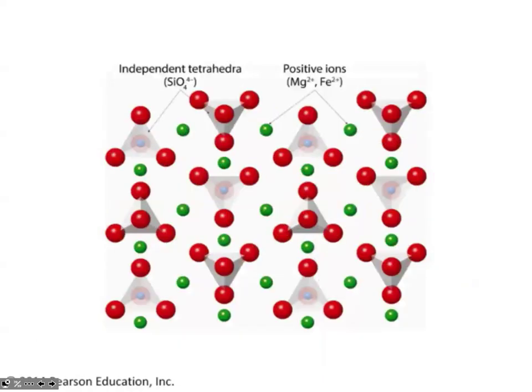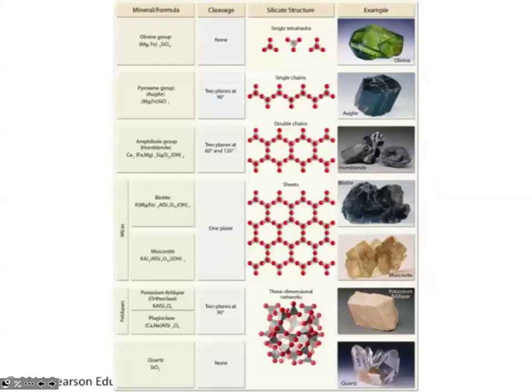Let's take a look first at the independent tetrahedron situation, where you've got these little tetrahedra bonded to other atoms, and these atoms are usually positive ions like magnesium or iron. And this is the case with that green rock I showed you at the beginning. The peridotite, that mineral that makes up most of the peridotite, olivine, is made out of a crystal structure that looks something like this. So that's up here at the top, olivine.